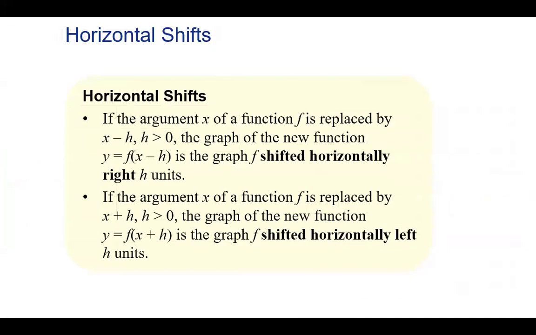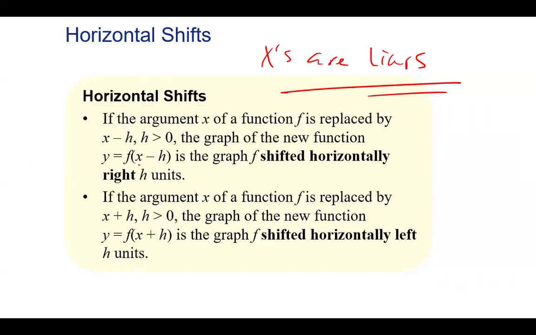All right. Let's talk about horizontal shifts. So for your horizontal shift, remember our x's work differently. When I see x minus h, I'm actually going to the right. That means I am adding to my x values, right? So we add to x values. When we see x plus h, we are shifting horizontally to the left, which means that we are subtracting from our x values.